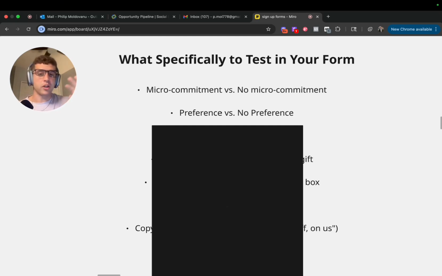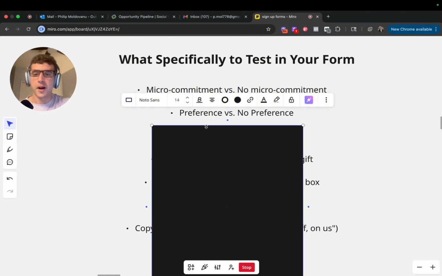But again, some brands, we don't do that. Some brands, we simply just ask, hey, do you want a discount? Yes or no, because the preference actually doesn't do as well. So you have to test these things to figure them out, right?